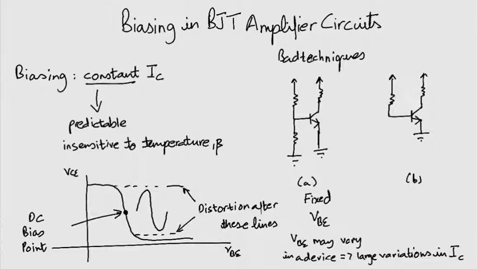In the second approach, IB is fixed. However, this suffers from the fact that beta among units of the same device will vary and therefore result in large variations in IC and also VCE. So now we've got these two out of our way, let's look at some excellent techniques.